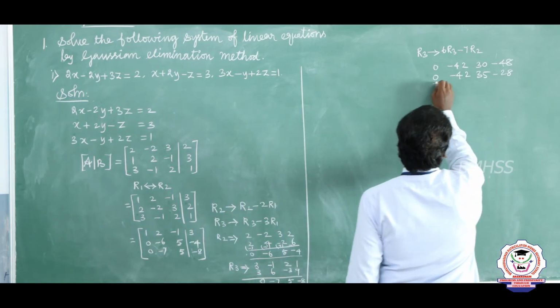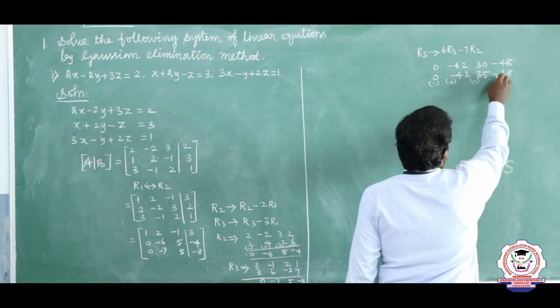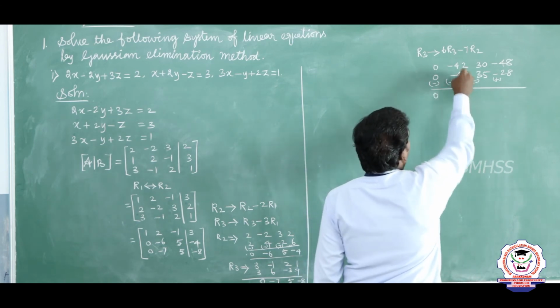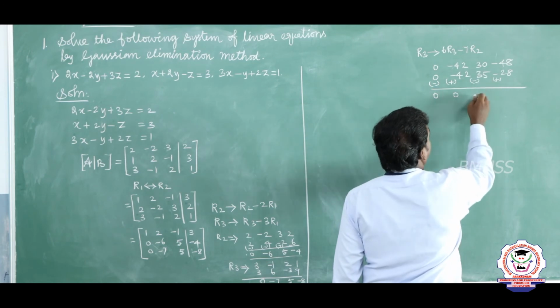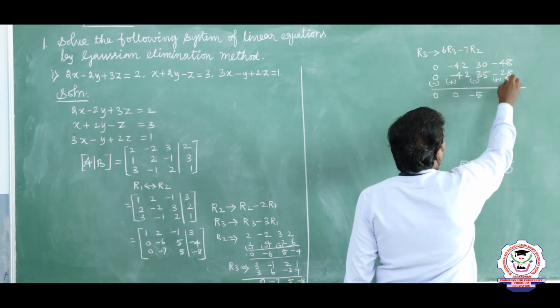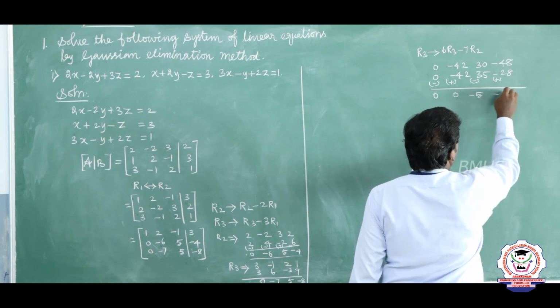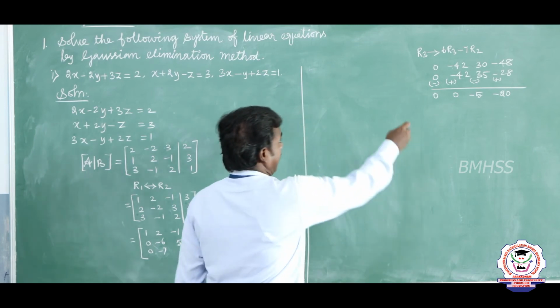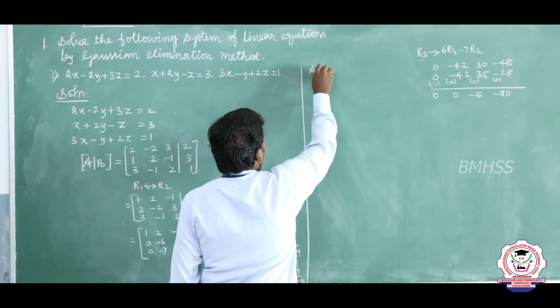Now I am going to subtract this. Since the minus is already there, it will change as plus. So 0 minus 0 is 0, minus 42 plus 42 is 0, 30 minus 35 is minus 5, and minus 48 plus 28 is minus 20. This is the third row. Now I am going to write the augmented matrix of A and B.